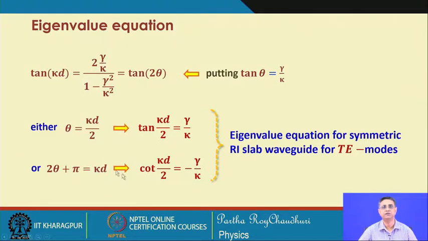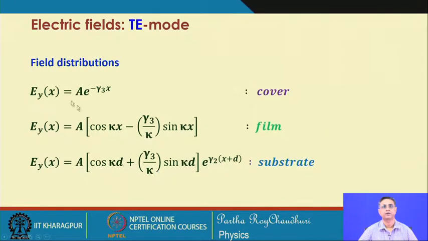So this reminds you that you can reduce the symmetric refractive index profile waveguide's eigenvalue equation from the antisymmetric mode just by physically making the two layers identical. Okay, so the electric field distribution for this waveguide will look like this.